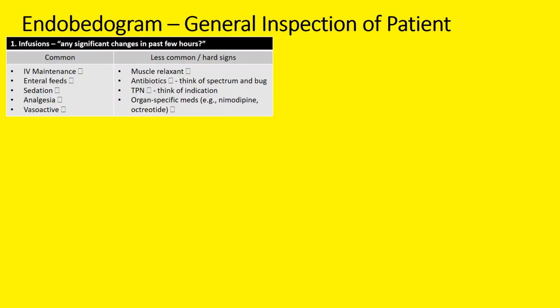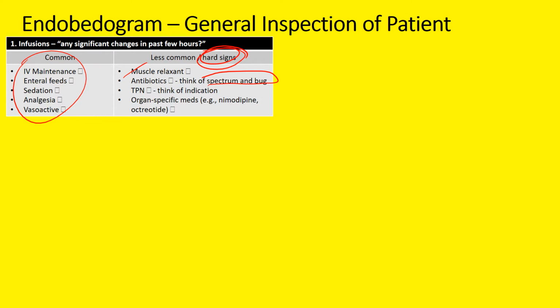So let's see. Firstly, what are the infusions? We've covered all this, and this is something that I keep emphasizing. You can get so much information from what I call the hard signs. If there's a muscle relaxant, or an antibiotic, that's a beautiful thing, saying that they're treating him for an infection, either empirically or a confirmed infection. Based on the actual antibiotic, you can think of the bug, and based on the bug, you can think of the source of the infection.